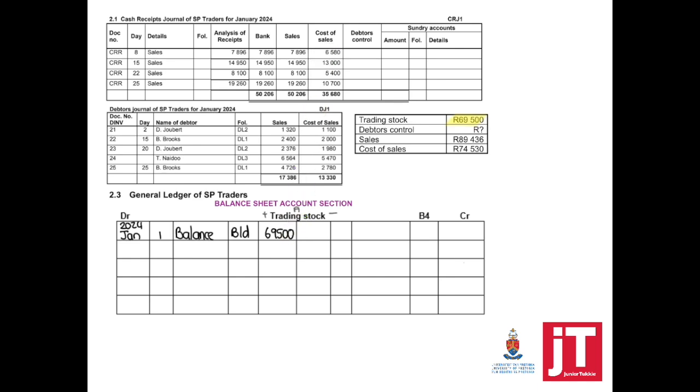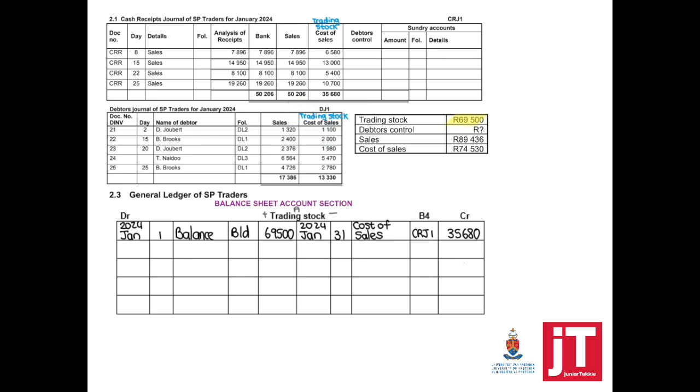The cost of the goods that was sold, cash. If you look at the debtors journal, it talks about cost of sales. The cost of the goods that were sold on credit. So posting from the cash receipts journal on the last day of the month, the contra account, cost of sales from the cash receipts journal, and we take the total.